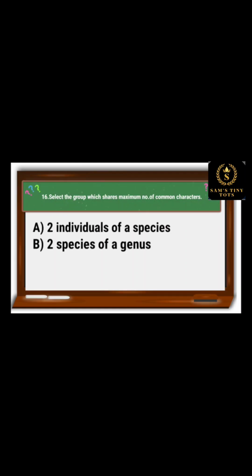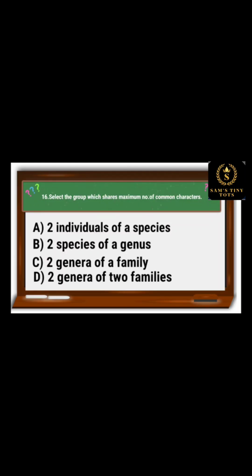16. Select the group which shares maximum number of common characters. Option A, 2 individuals of a species. Option B, 2 species of a genus. Option C, 2 genera of a family. And option D, 2 genera of 2 families. And the correct option is option A, 2 individuals of a species.